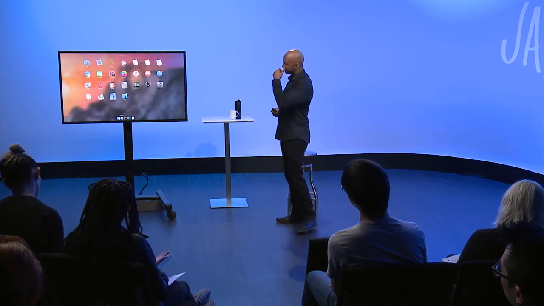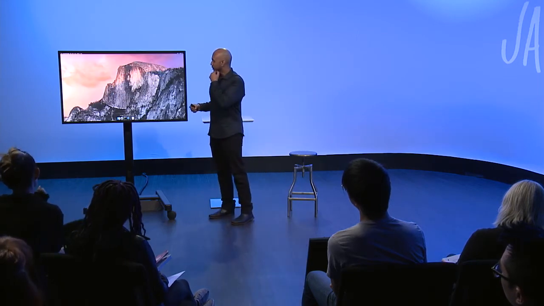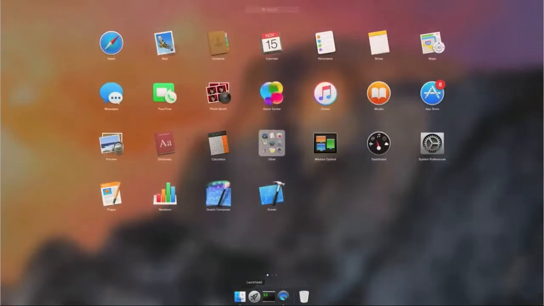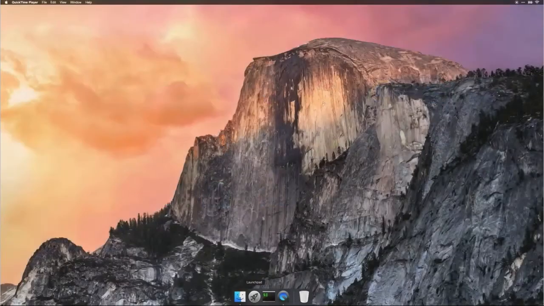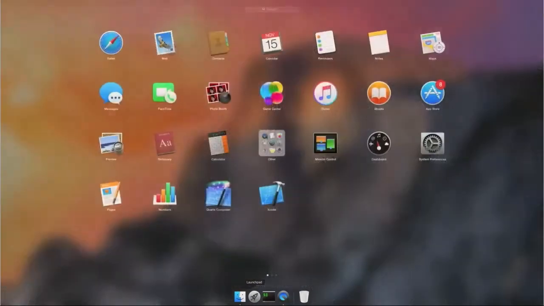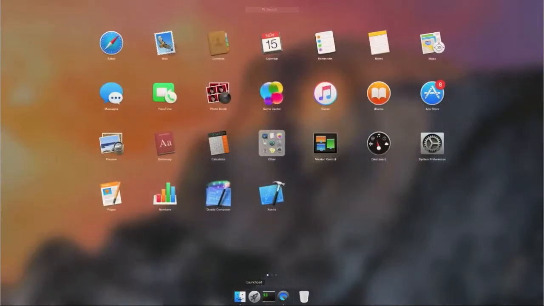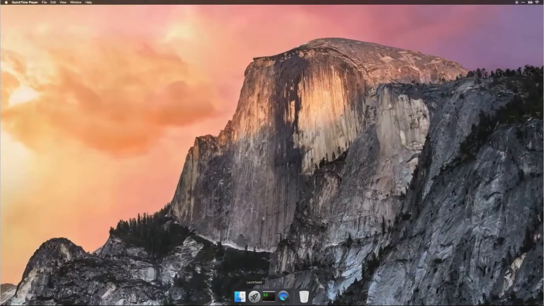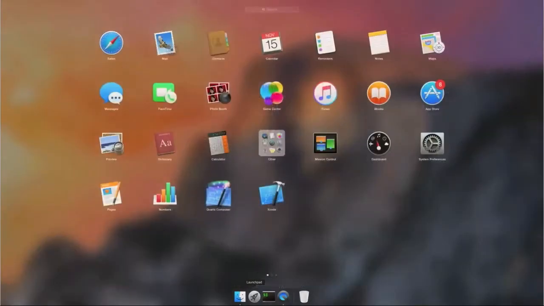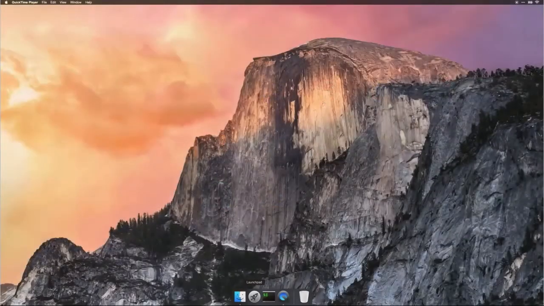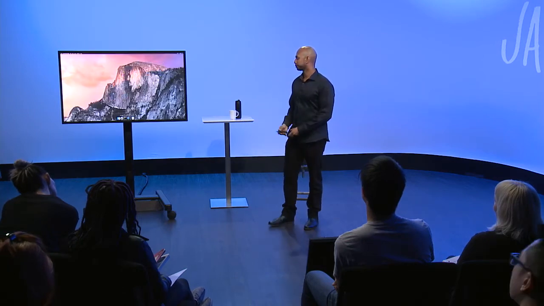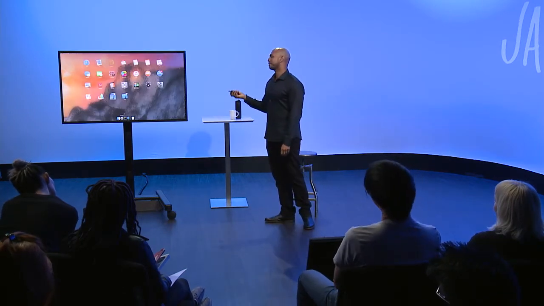This is an example that's not good. If you hit Launchpad on OS X, these icons just appear out of nowhere. Where are they coming from? If you imagine that the UI is connected and that is similar to what's happening in the physical world, where in the physical world does stuff appear out of nowhere? Doesn't happen.